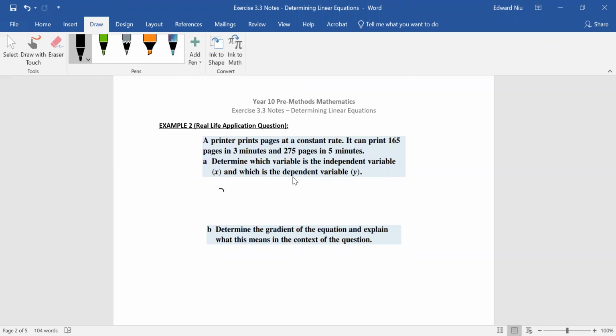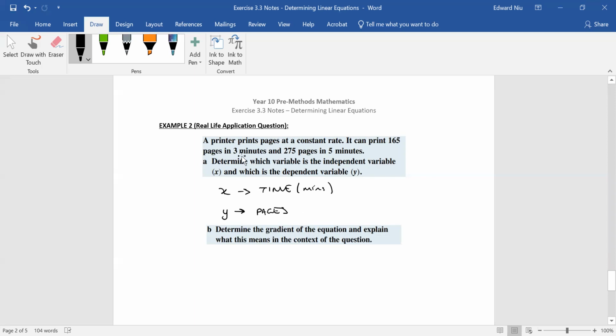So our X variable is going to be time in minutes, because that will not be affected by the pages we print. The amount of time we spend is going to affect the number of pages the printer is printing. So that means the Y is our dependent variable, which is pages. The time unit we're dealing with is minutes. Determine the gradient of the equation and explain what this means in the context of the question.